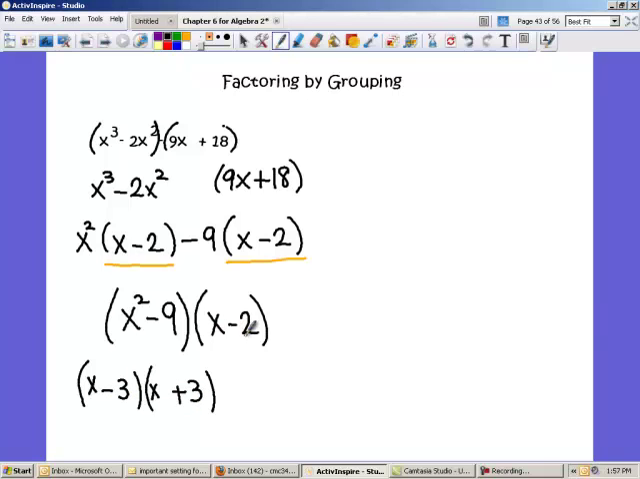And x minus 2 over here is already done. You cannot do anything else with that. So that goes on the ending. And this all is your answer. And that is factored.